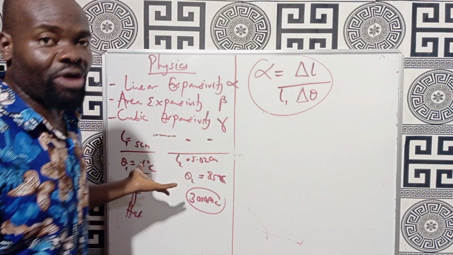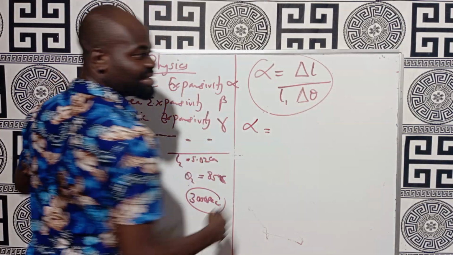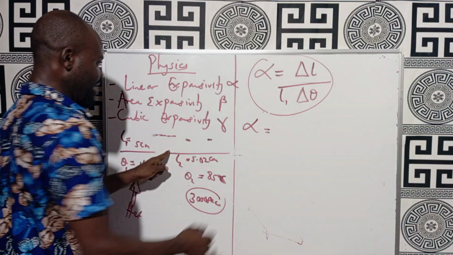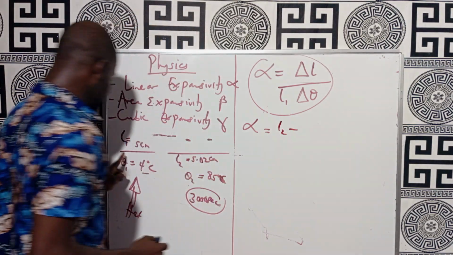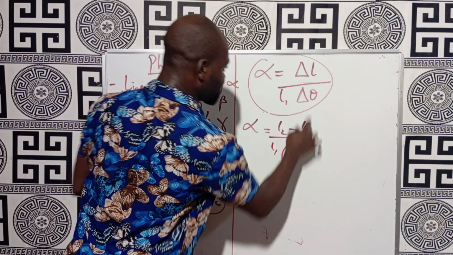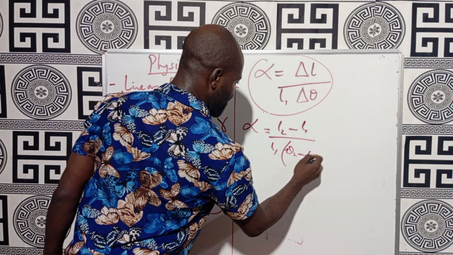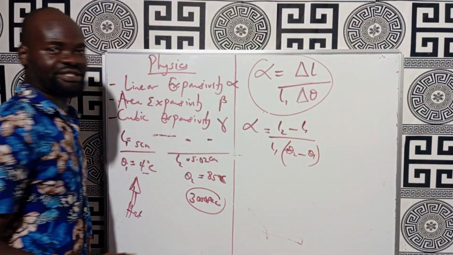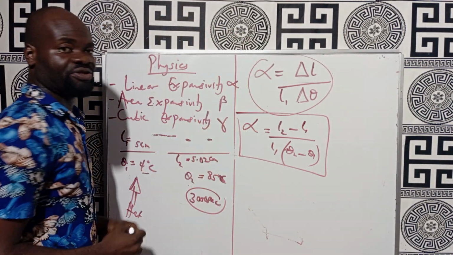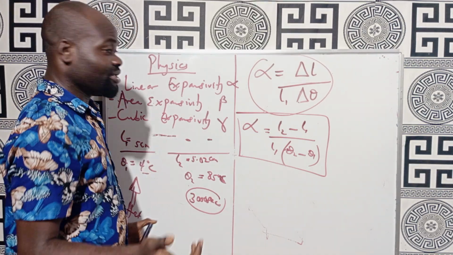So let's just work the maths. Linear expansivity equals what? Change in L means the amount by which the length changes. That's going to be the final length, L2, minus the initial length, L1, all over L1. It is the same thing for the temperature, because of the change, that's theta 2 minus theta 1. Hope you get the point. So that's the formula for linear expansivity. If they give you any examples, just apply this formula.